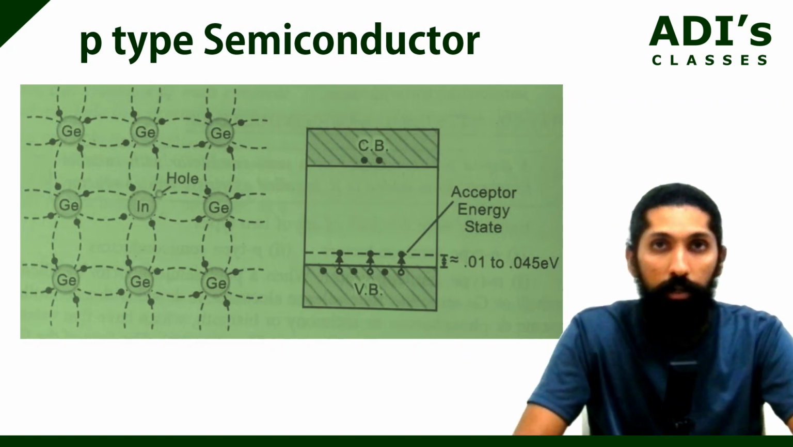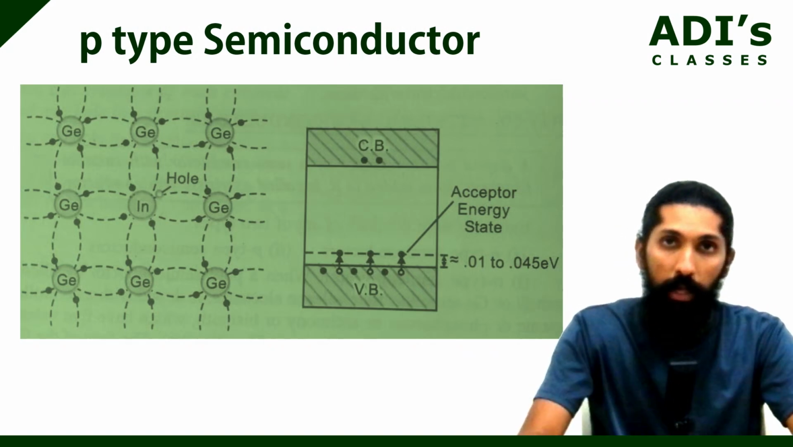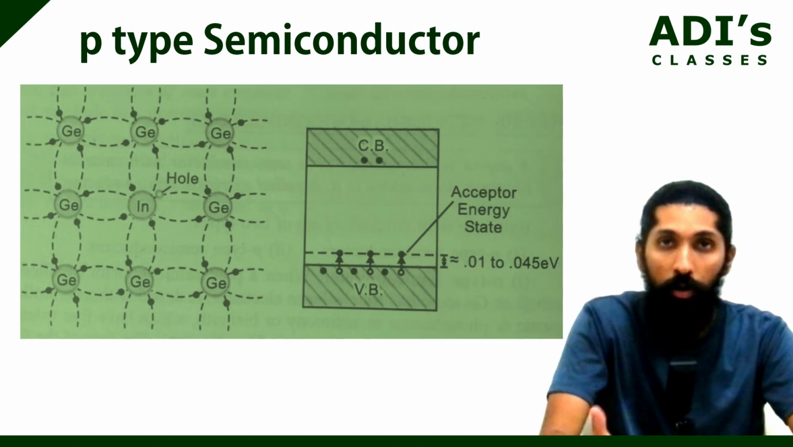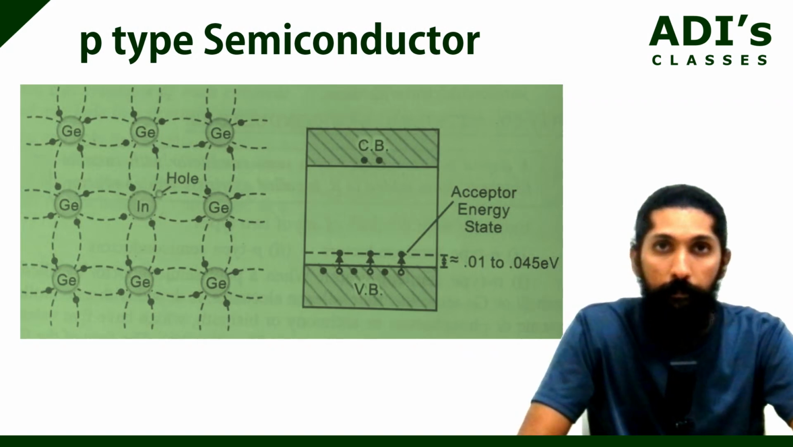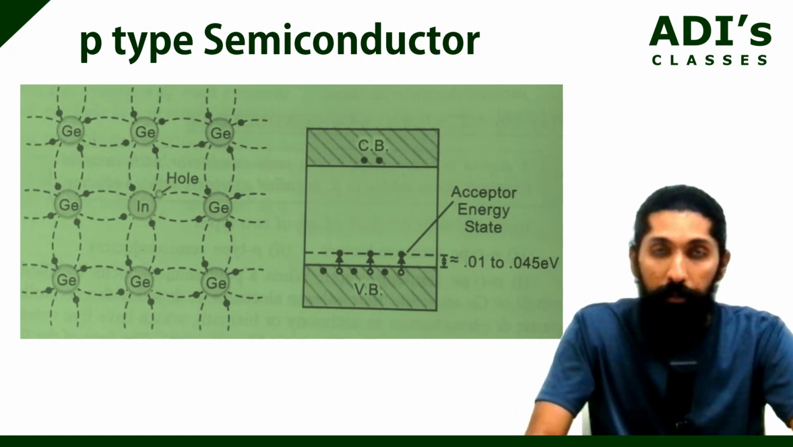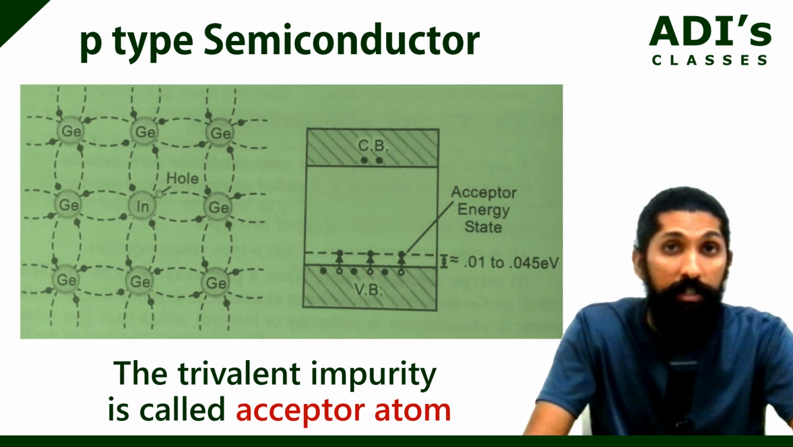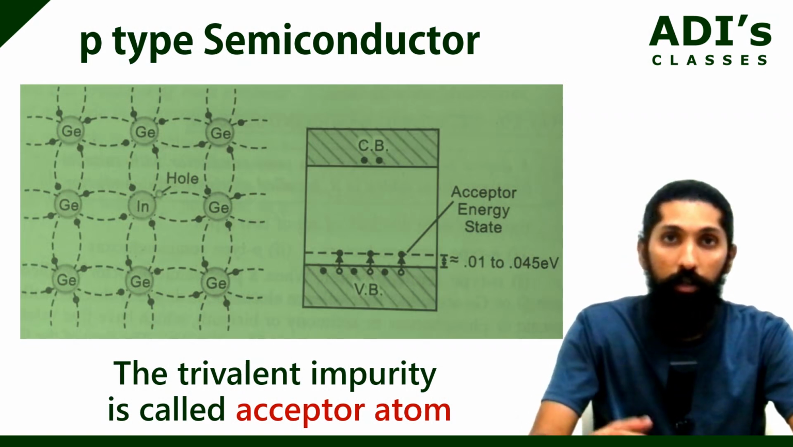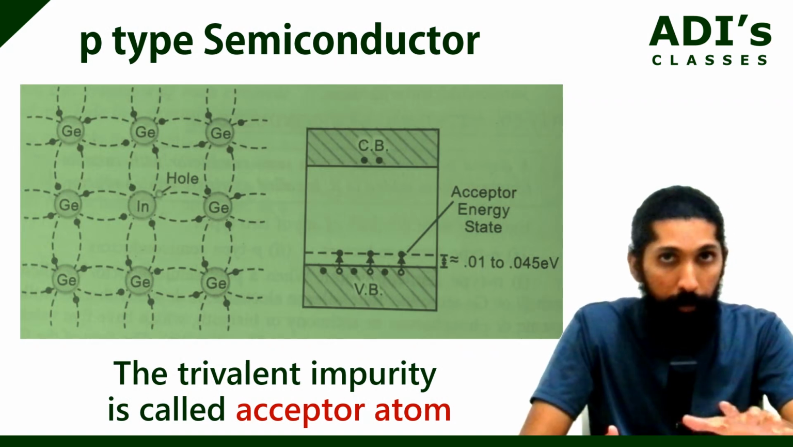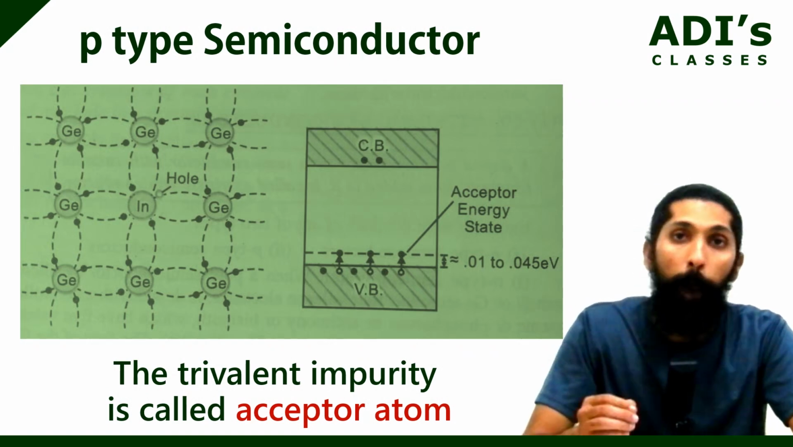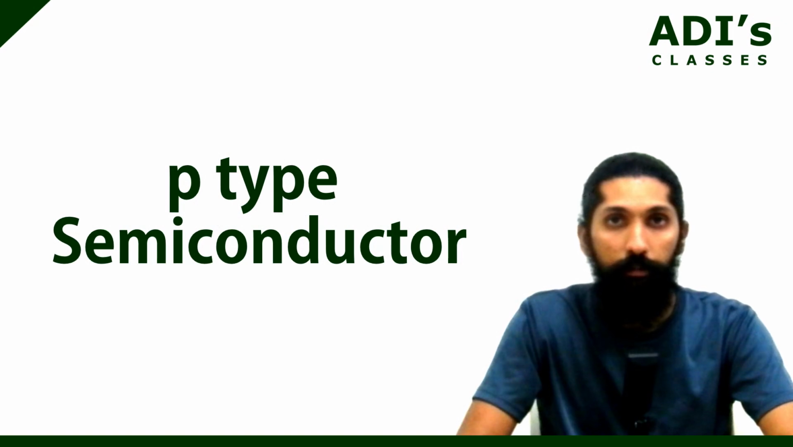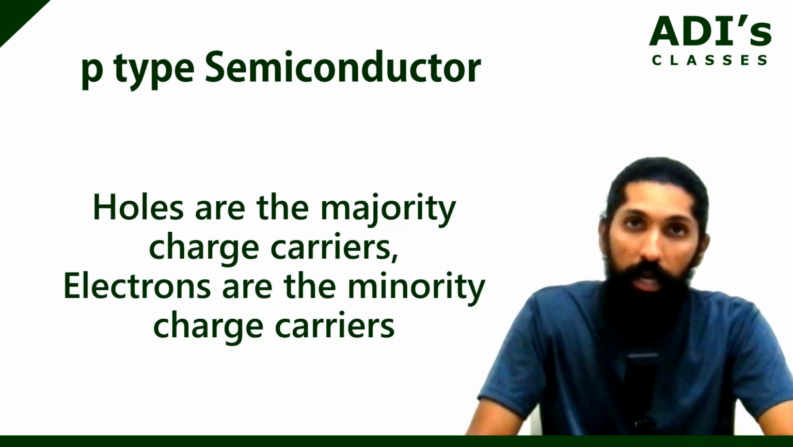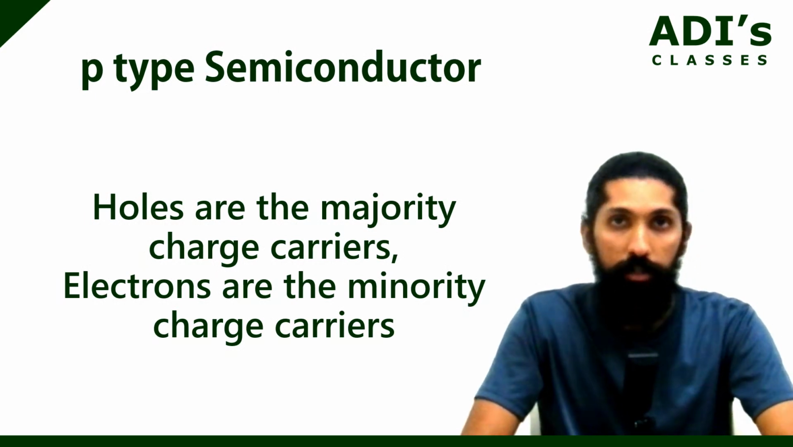Three of them are going to share, and one of them is left empty. Like in the figure you are seeing, one of them is empty. That means there is already a vacancy, correct? What's going to happen here? This type of impurity, we call an acceptor impurity or acceptor atom. Whenever you add an acceptor impurity, we have a P-type semiconductor. In P-type semiconductor, holes are the majority charge carriers, and electrons are the minority charge carriers.